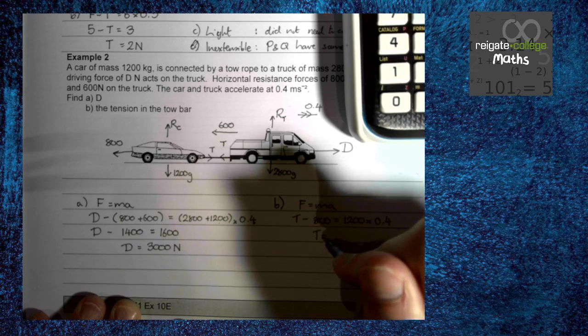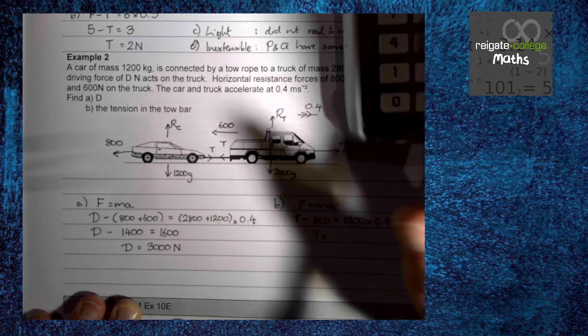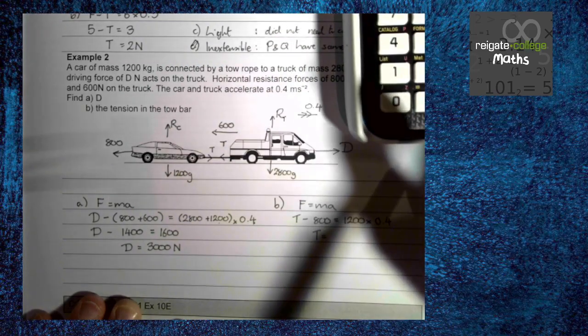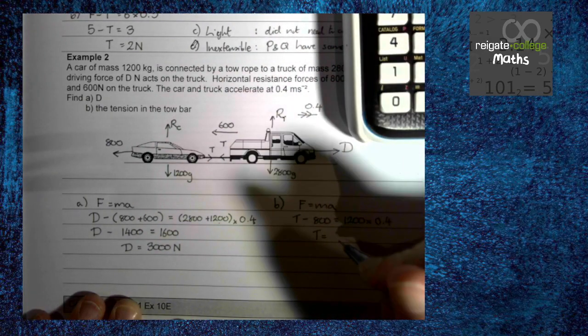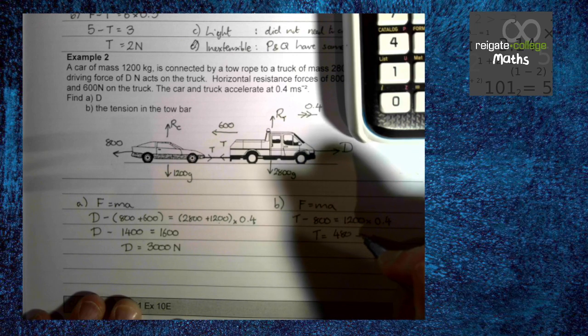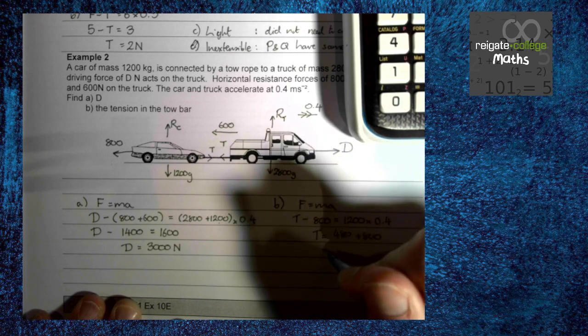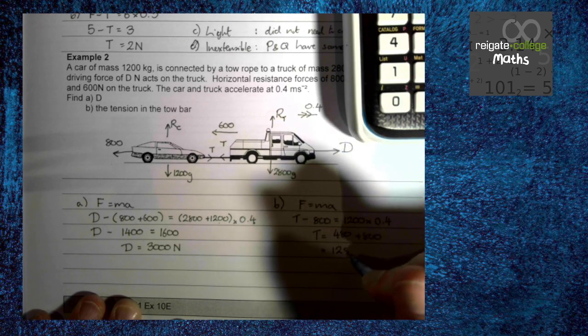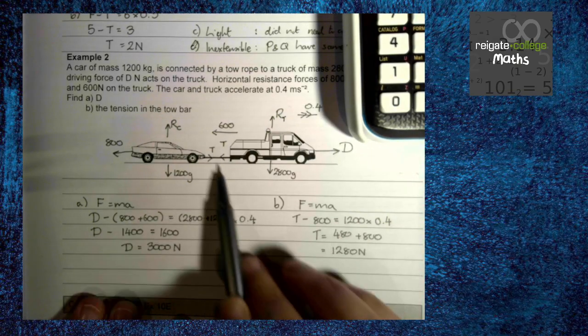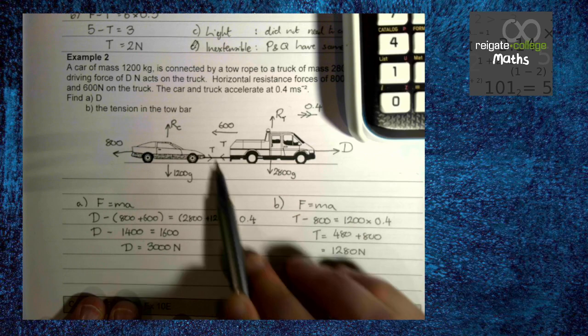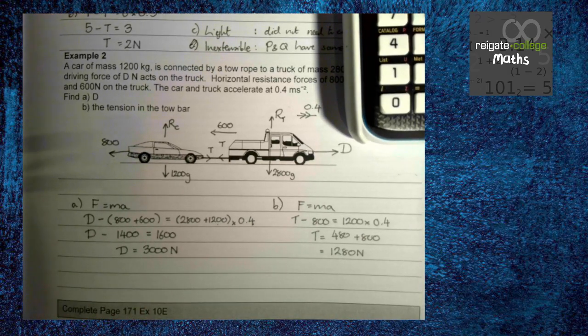So T is 1,200 times 0.4, 480, plus 800 newtons, which is 1,280 newtons. If we did it using the tow truck, we would get exactly the same result. And that's the first part of Newton's third law.